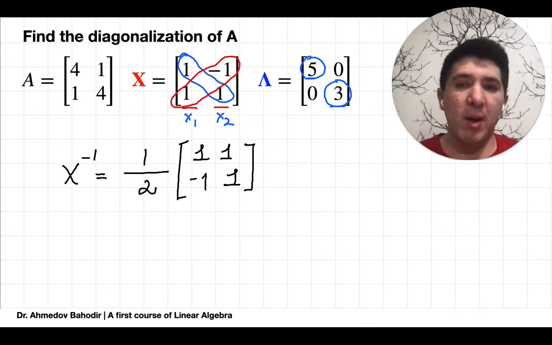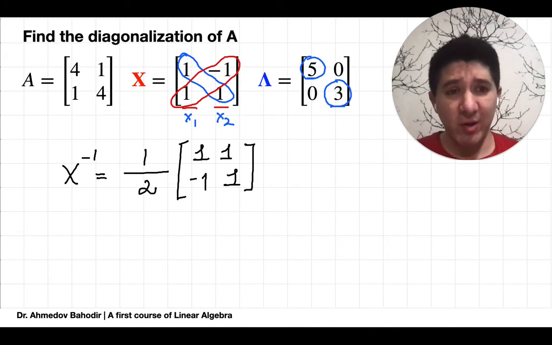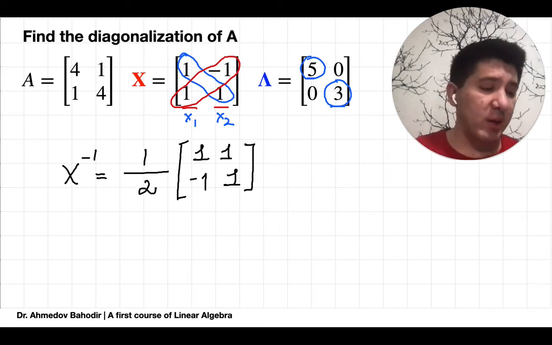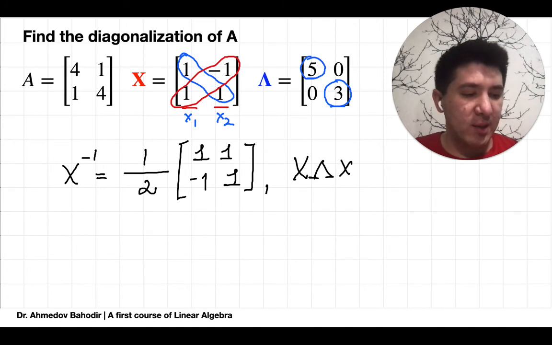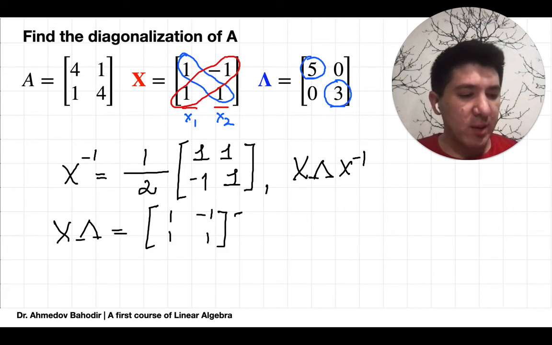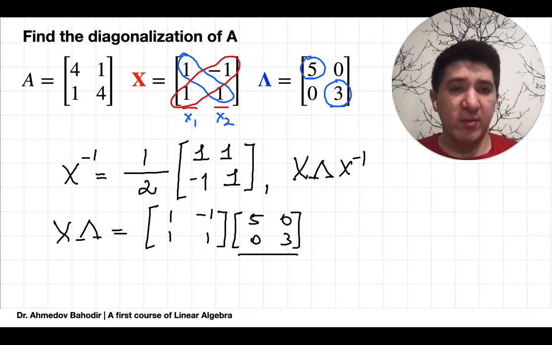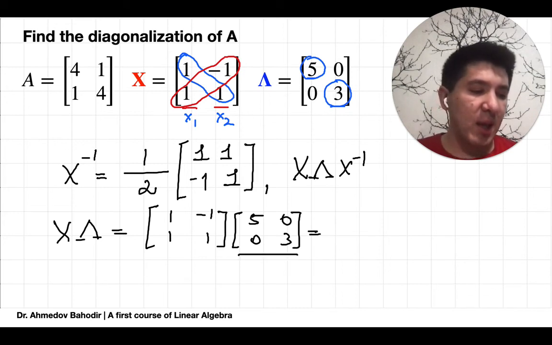So I'm now going to multiply X Lambda X inverse in order to check whether A is equal to X Lambda X inverse. Indeed. So let's multiply X by Lambda first of all. This is going to be 1, 1, minus 1, and 1, multiplied by this Lambda, 5, 0, 0, 3. Again, if you multiply a diagonal matrix from the right, it simply scales the columns of this matrix. It's going to be 5, 5, minus 3, and 3.